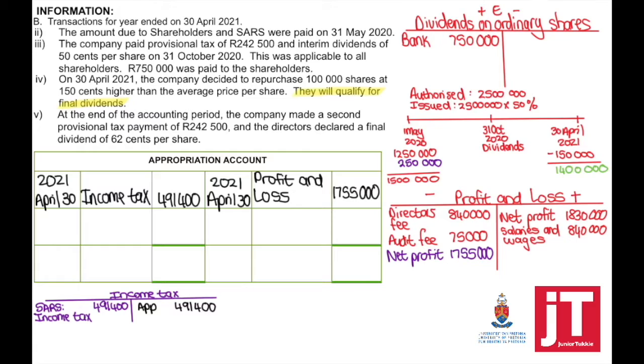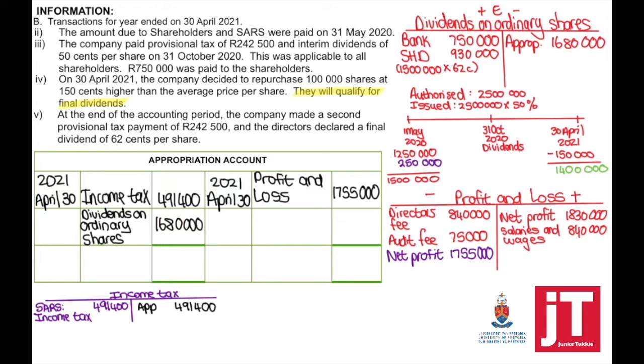This means that when we calculate now the 62 cents, we need to use 1.5 million shares and not 1.4 million. Make sure that you understand that. So the final dividends recommended was 950,000. Dividends on ordinary shares is closed off to the appropriation account. So the total dividends on ordinary shares is 1,680,000. If I now close off this account to the retained income, you can see that the debit side is more than the credit side. This means that the retained income account will be debited with 416,400.